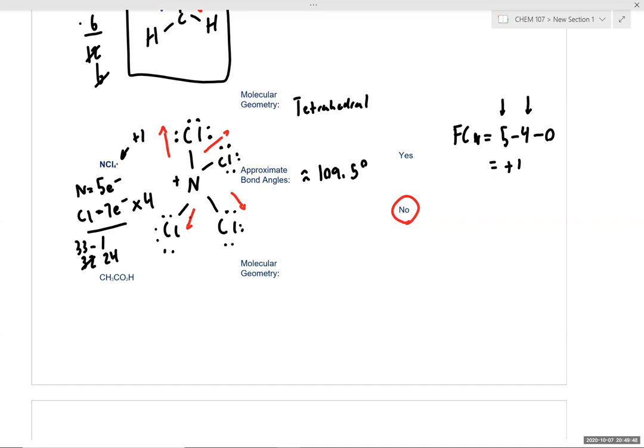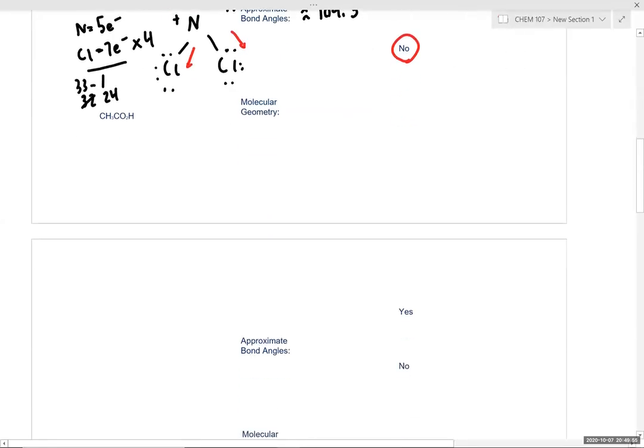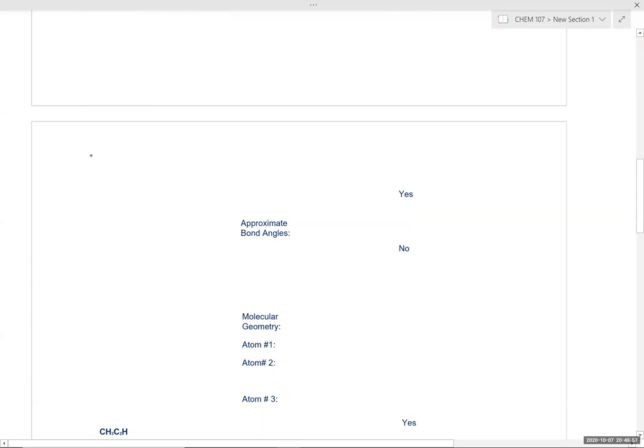Okay, so let's keep working through these examples. And in this case, let's look at acetic acid, which is CH3CO2H. So first and foremost, in terms of our count, we have 2 carbons. So we have 4 times 2. We have 4 hydrogens, 1 times 4, and 2 oxygens, which would be 6 times 2.